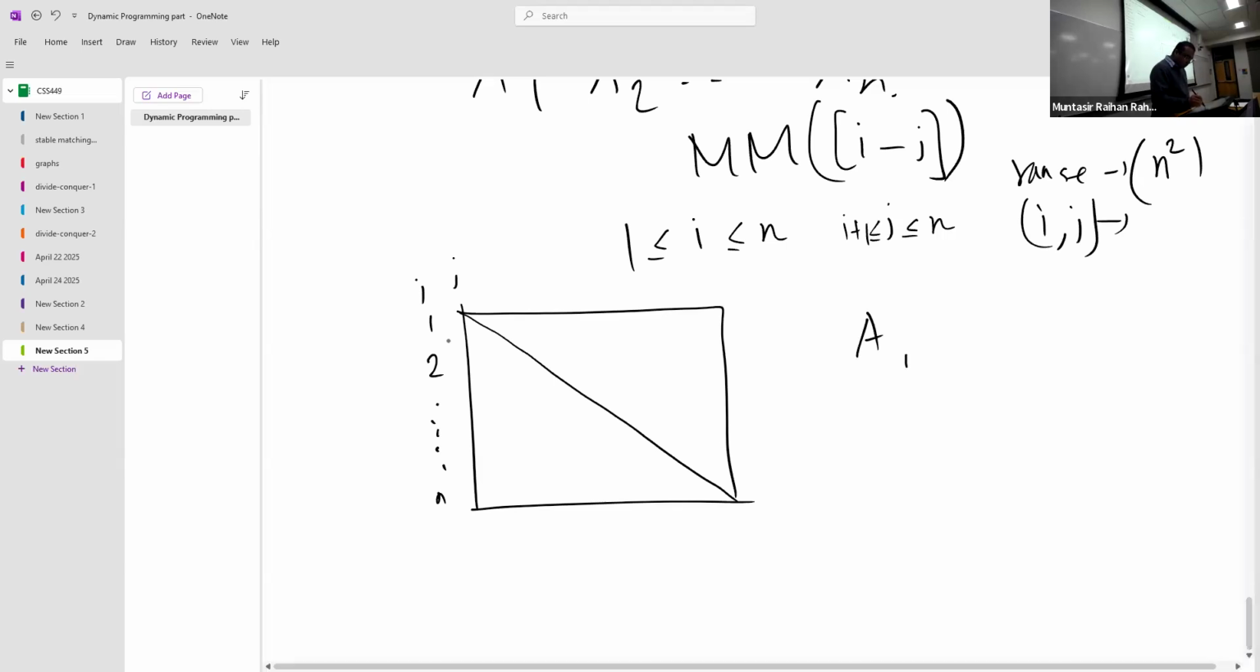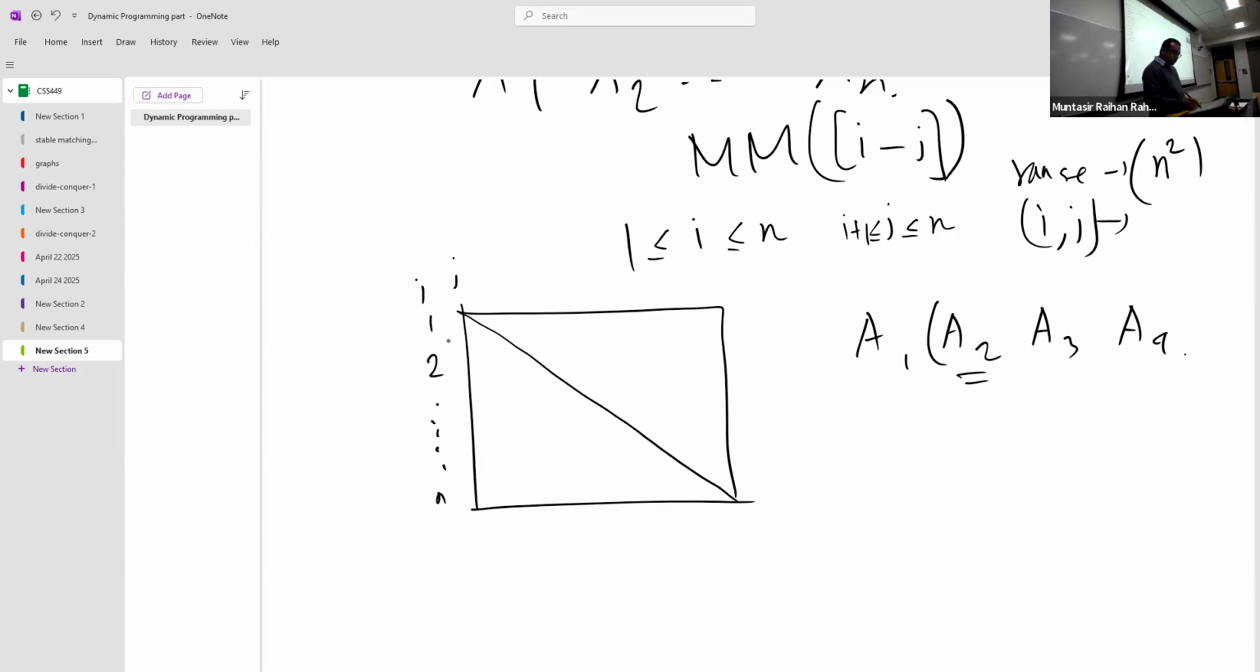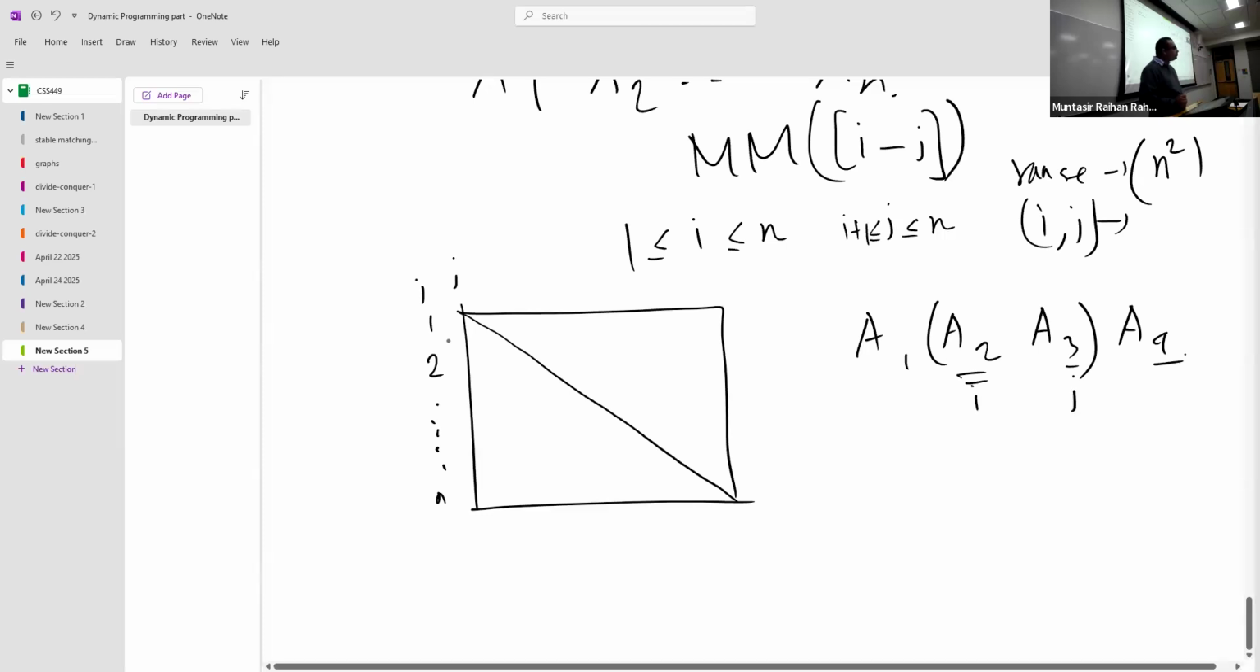So let's say A1, A2, A3, A4. My first index is just pick an index, 2, right? So that means that you're going to start here, and then you're going to end somewhere. The ending index can be 3, 4. So this is i and this is j. j is always greater or equal to i. That's what I'm saying.